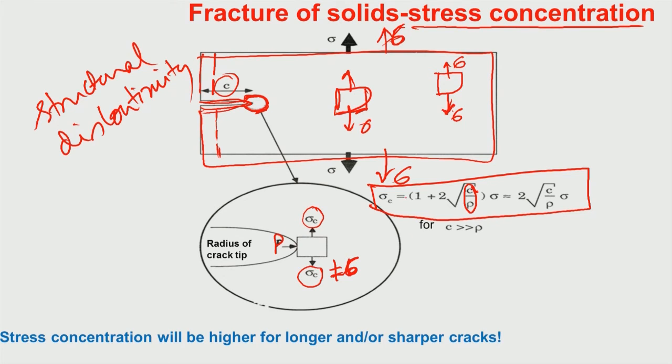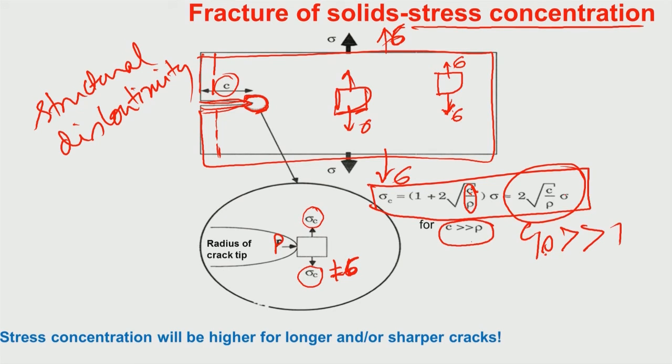Now, if a crack is very sharp, then c is much larger than rho. In other words, if the crack is long or sharp, then c by rho is much greater than 1. And if that is the case, sigma c can be approximated as 2 into square root c by rho into sigma. So, what you see immediately is that the stress concentration at the crack tip essentially scales with the square root of the crack size. Okay. So, the larger the crack length, the more the stress concentration at the crack tip.